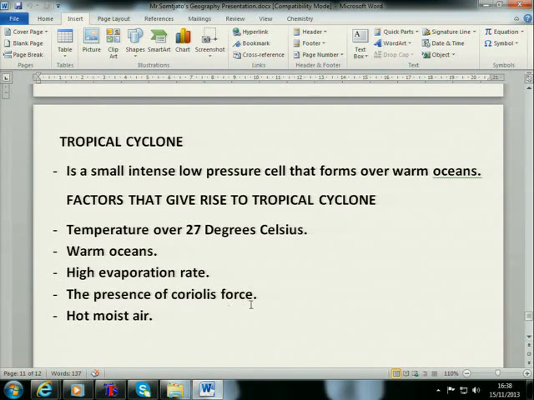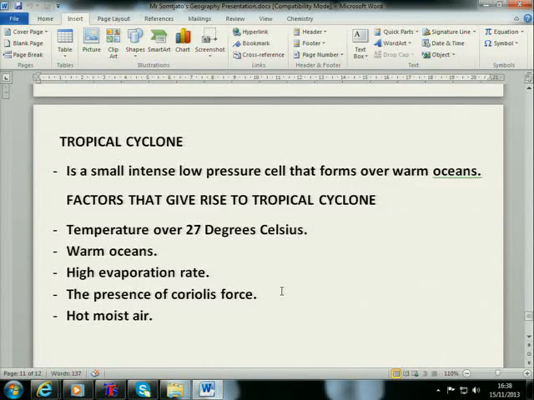Now, let's go on to our second topic, the tropical cyclone. Remember, a tropical cyclone is also a low-pressure cell. Just like the mid-latitude cyclone, it's a low-pressure cell. So the tropical cyclone and the mid-latitude cyclones, they are low-pressure cells. And all the qualities of the low-pressure cells, they apply in both the tropical cyclone and the mid-latitude cyclone.